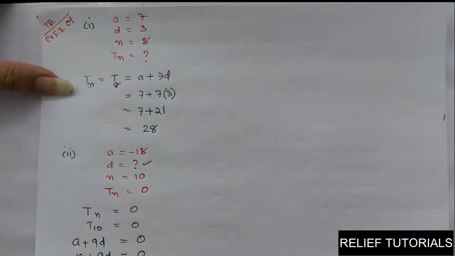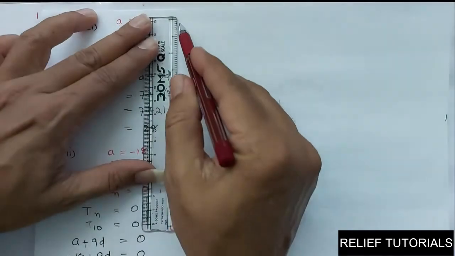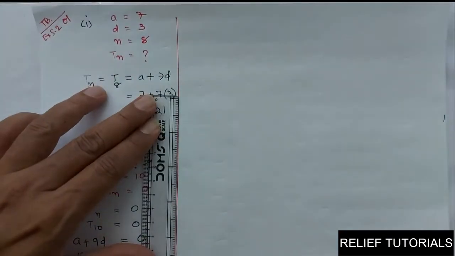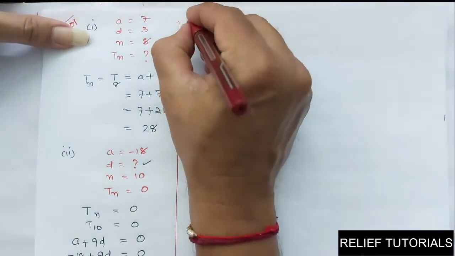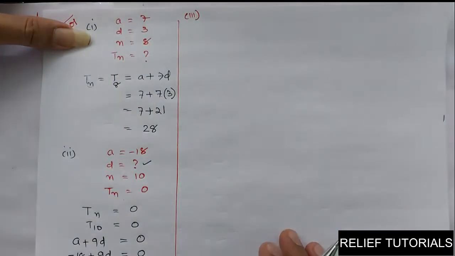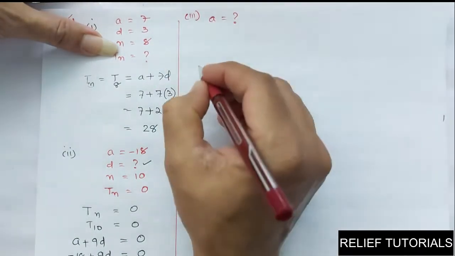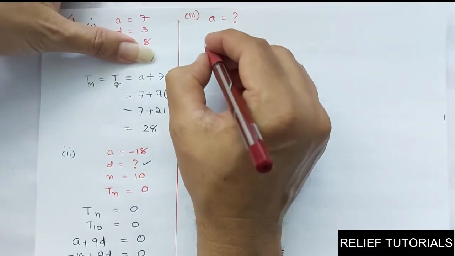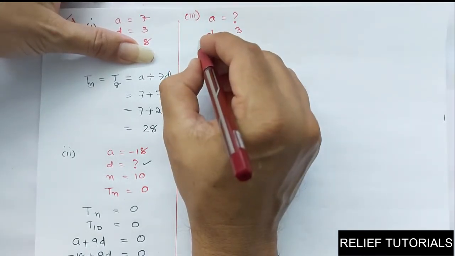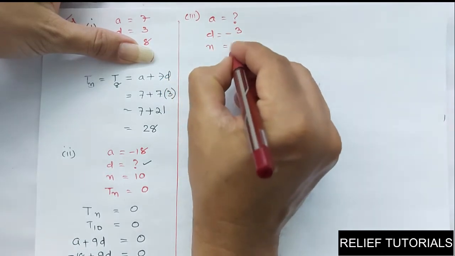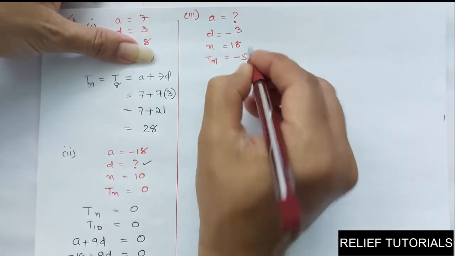Now we will do question number 3. Question number 3. A is not given here. A is equals to question mark. Difference is equals to minus 3. See here. Difference is equals to minus 3. N equal to 18. N is equals to 18 and Tn is equals to minus 5.